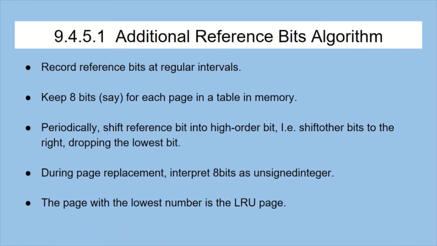So this is an additional reference bits algorithm. First is record reference bits at regular intervals. It keeps 8 bits for each page in a table in memory. Periodically shift the reference bit into the higher order bit. Then during a page replacement, interpret the 8 bits as an unsigned integer. The page with the lowest number is the LRU page.